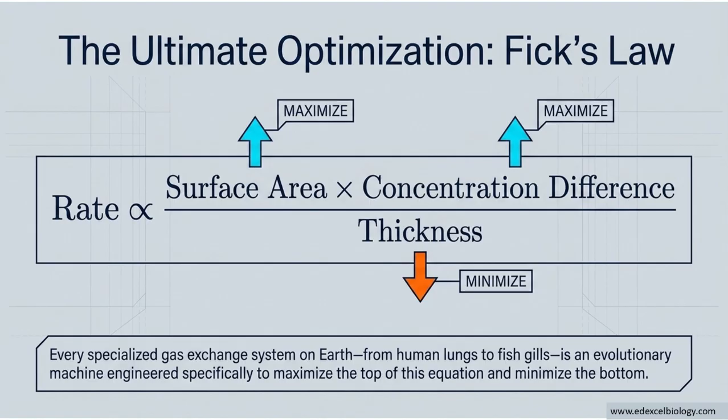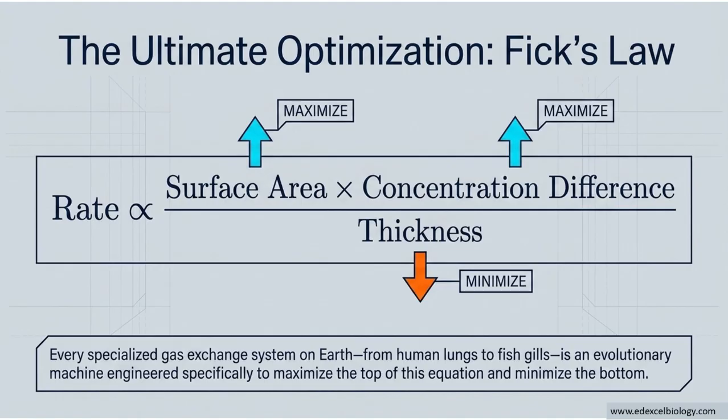Fick's law of diffusion dictates the rate at which particles move across a barrier. The formula states that the rate is directly proportional to the surface area multiplied by the difference in concentration and inversely proportional to the thickness of the barrier. Okay, so to maximize the speed of diffusion, you need three things, right? A massive surface area, a steep difference in concentration between the two sides, and a barrier that is as physically thin as possible. Exactly. And the mammalian respiratory system is an evolutionary masterclass in optimizing Fick's law.